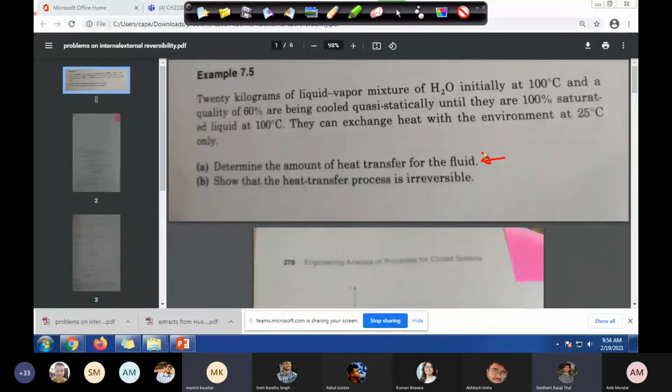Hello? You can see the screen, right? The screen is visible to you, Siddhant. Is there any problem? Okay, honestly tell me, where are you listening to the lecture? Were you listening to the lecture or not? Honestly.